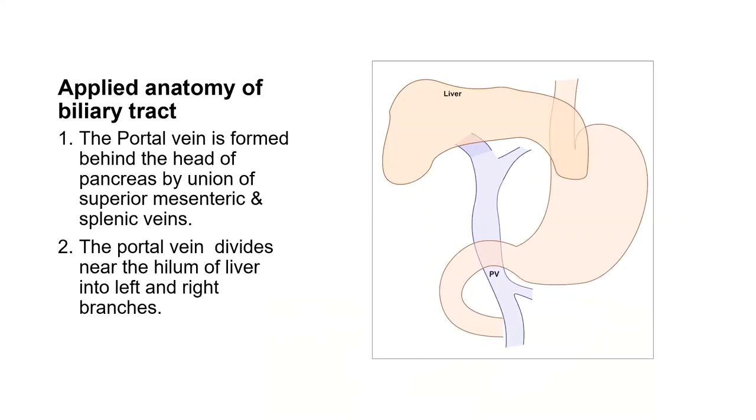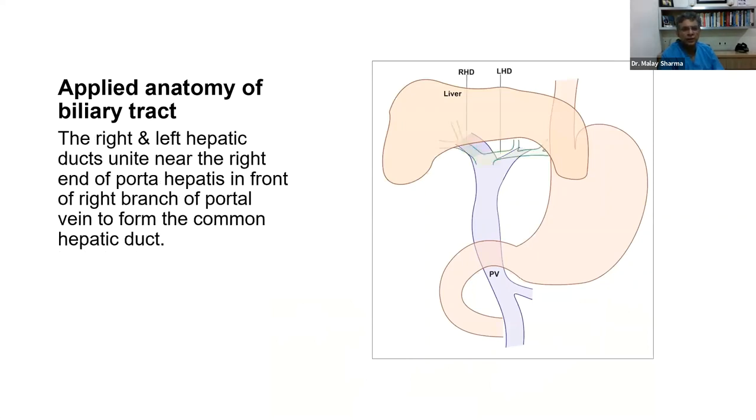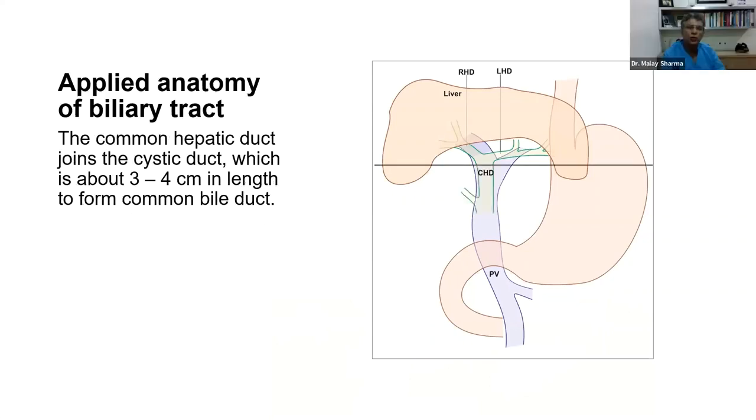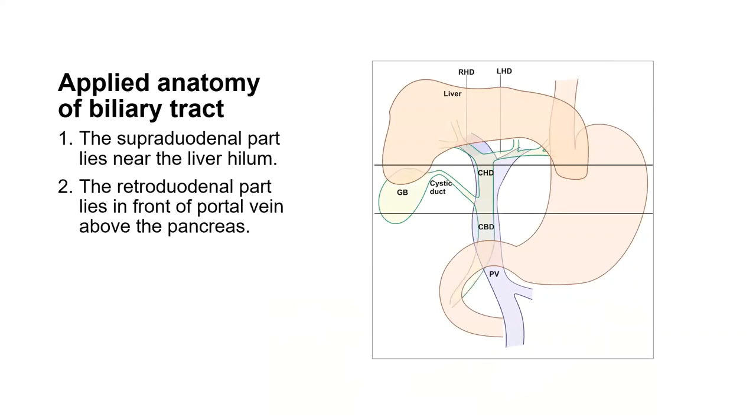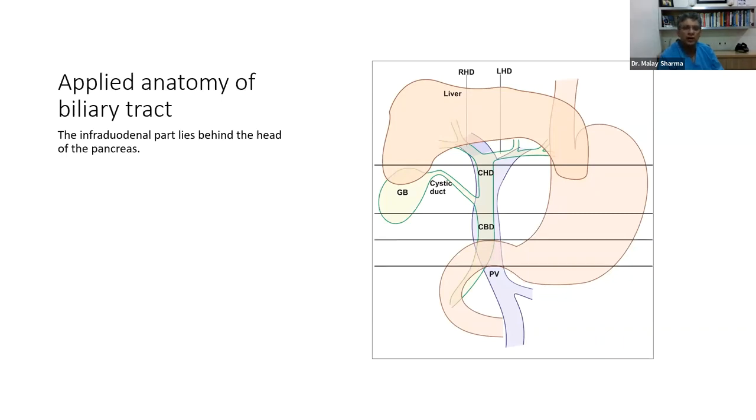So we have got some idea of applied anatomy of the mediastinum, and some idea of applied anatomy of the biliary tract. This is the superior mesenteric vein formation, dividing into the portal vein two branches, and the right and left hepatic ducts joined in front of the right branch of the portal vein, common hepatic duct, common bile duct. So these are the three parts we see: upper, middle, and lower part of the common bile duct. So the supraduodenal, retroduodenal, and infraduodenal part of the bile duct.